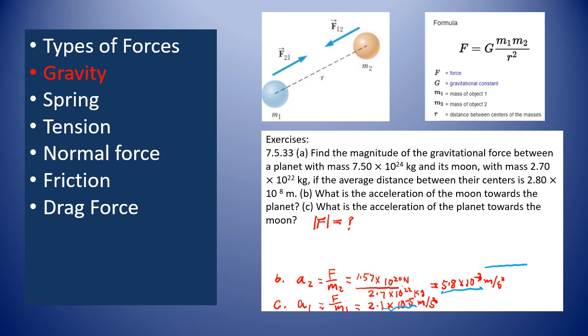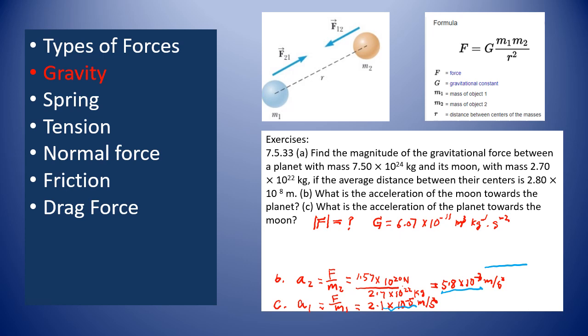So A, we are asked to find the magnitude of the force. So we have to have all these numbers. G, if you look it up, as I said, is a very small number: 6.07 times 10 to the negative 11, in meters cubed, kilograms to the negative 1, and seconds to the negative 2. These units will all be cancelled later on.